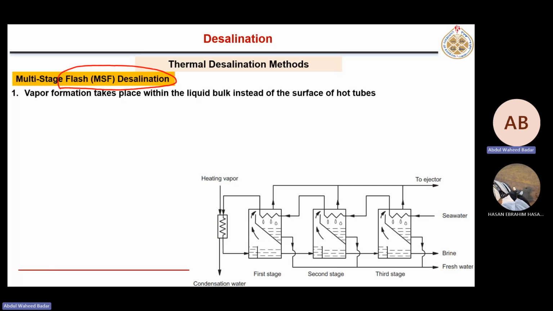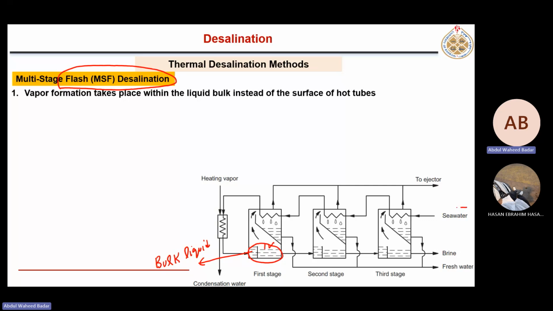But in this type of desalination system, which is flash desalination, there is no heat transfer coil, but the whole fluid itself as a bulk will evaporate. That is the major difference, right? So the vapor formation which takes place here is from the bulk liquid. In the previous case, it was from the hot piping surface.